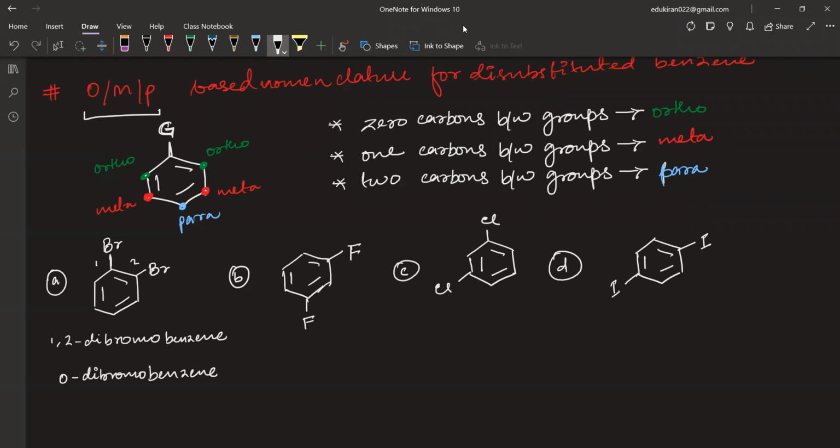Similarly, here what can I write? These are what? Meta. So this will be m-difluorobenzene. Again, this will also be meta-difluorobenzene, and this will be para-diiodobenzene.